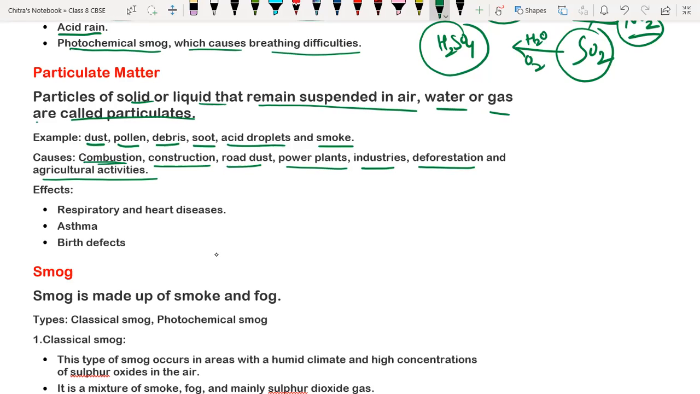What are the effects of particulate matter? The main effect is that they directly affect the respiratory system of animals and also cause heart disease. The respiratory problem is nothing but what is called asthma. And due to respiratory problems, heart disorders and asthma, newborn babies are also born with defects. So these are the main effects of particulate matter.